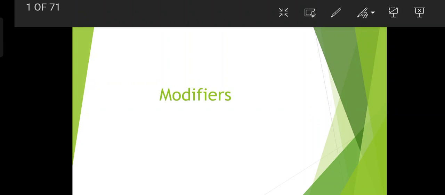Today, we are going to dive into not one but two essential modifiers, Modifier 23 and Modifier 24. These modifiers might seem straightforward, but using them correctly can make a huge difference in your coding accuracy and reimbursement part.